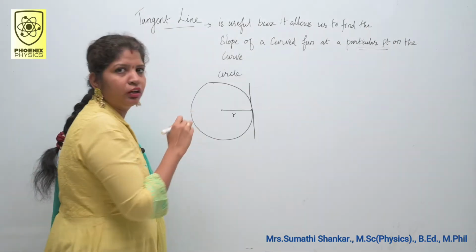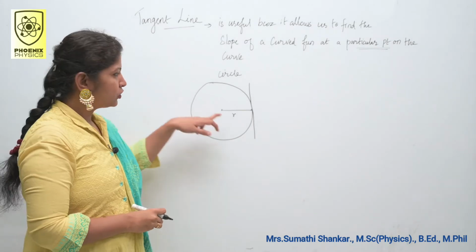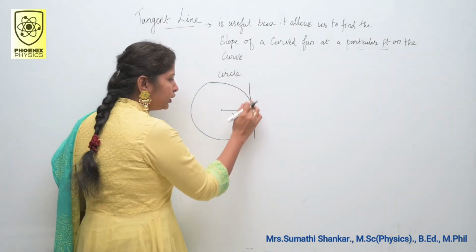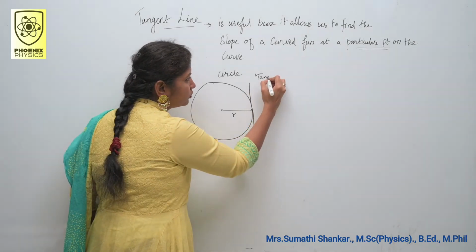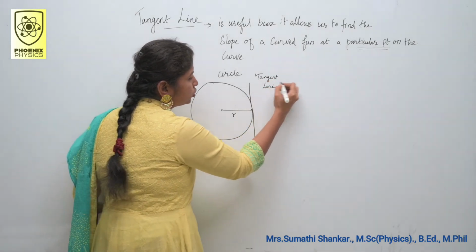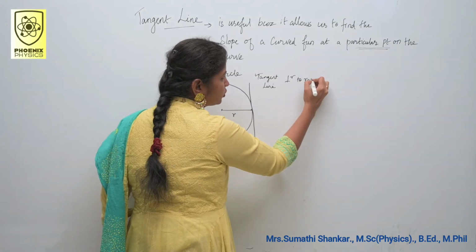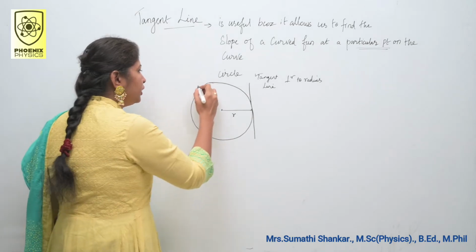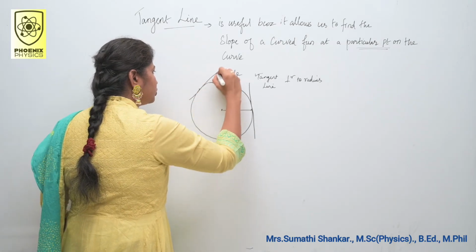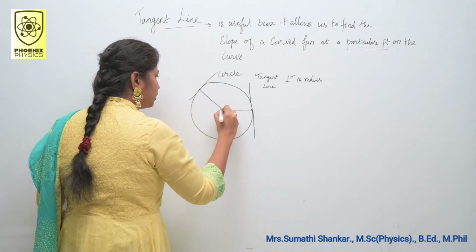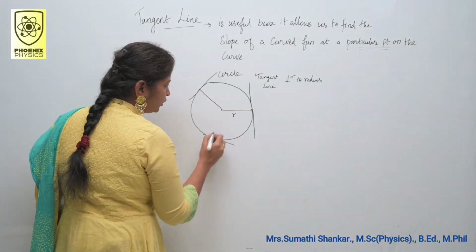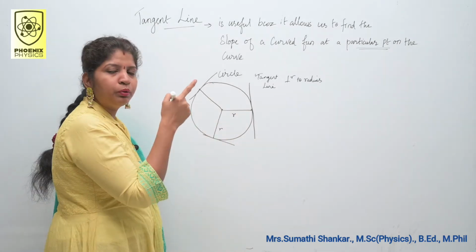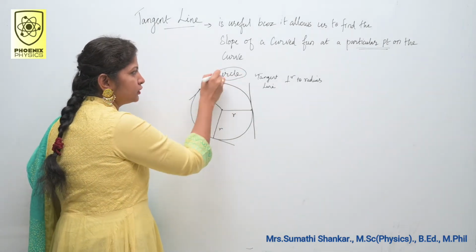For example, consider a circle, it has radius r. You draw one tangent line, and the tangent line should be perpendicular to the radius of the circle. You can draw a tangent line at any point like this. So this is also one tangent line and this is my radius. This is also one tangent line, this is one radius. So the tangent line should be perpendicular to the radius for a circle.